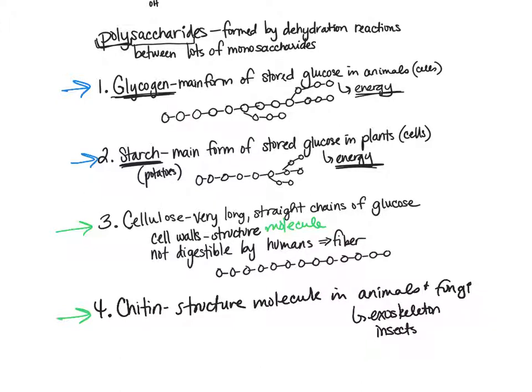So chitin we're not going to really focus on as much. I just wanted to mention that there's also a structural carbohydrate molecule in animals as well as plants. So we kind of have glycogen is for animals, and chitin is for animals, and starch is for plants, and cellulose is for plants.